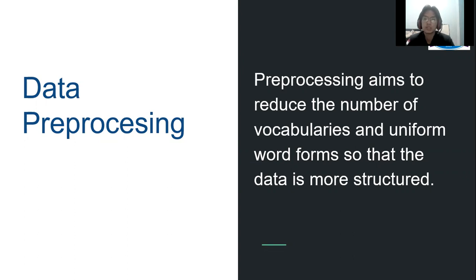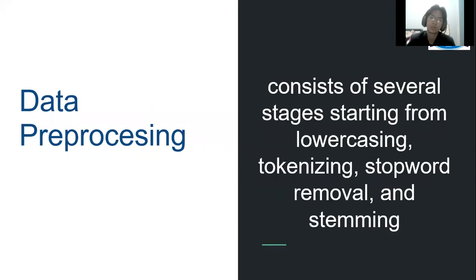Preprocessing data aims to reduce the number of vocabulary and uniform word forms so that the data is more structured. The data preprocessing consists of several stages, starting from lower casing, tokenizing, stop word removal, and stemming. These are the stages of data preprocessing before the data is used in our method.